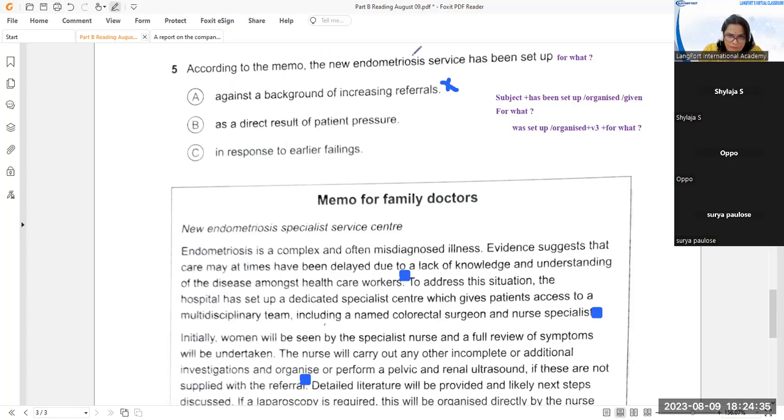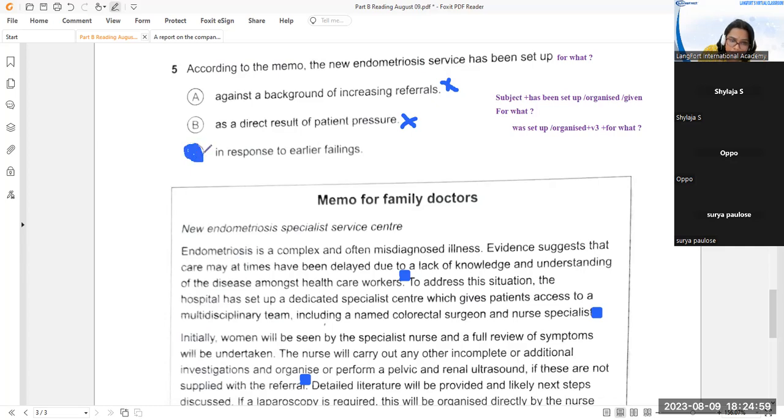According to the memo, the new endometriosis service has been set up as a direct result of patient pressure. Have they said the patients are putting pressure anywhere? No. Patient pressure means when someone pressurizes someone. Have they talked about patient pressure? No, they haven't. So, of course, the answer is not this one.